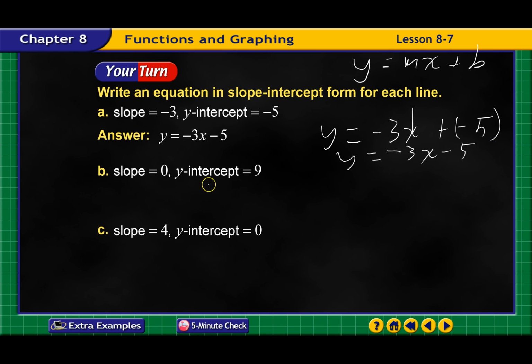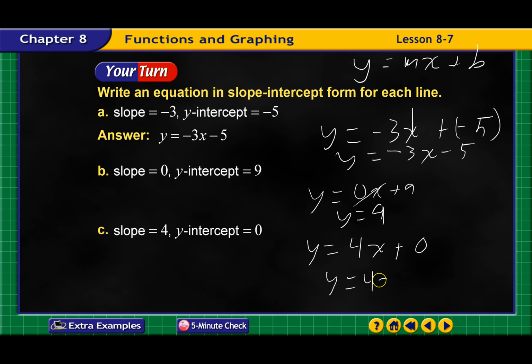All right, now we got to deal with the zeros here. So y equals 0x plus 9, and that'll go to y equals just 9. After we cancel that one out, y equals slope of 4x plus 0 will then simplify to y equals 4x.